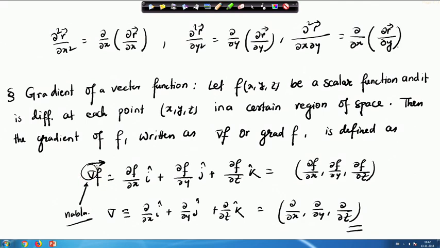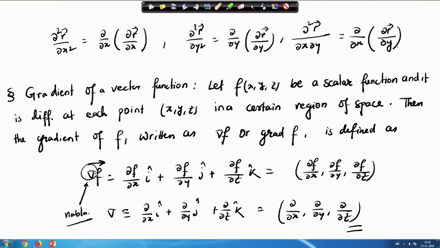So, if f is a scalar point function, which we defined earlier, then gradient of f is basically a vector point function, or if f defines a scalar field, then gradient of f defines a vector field. All right.